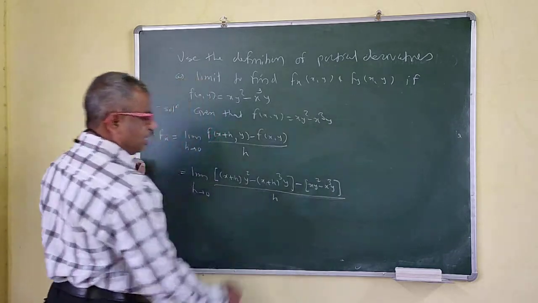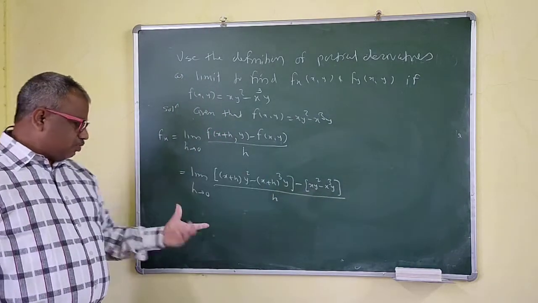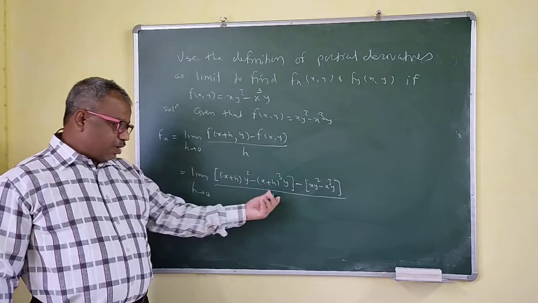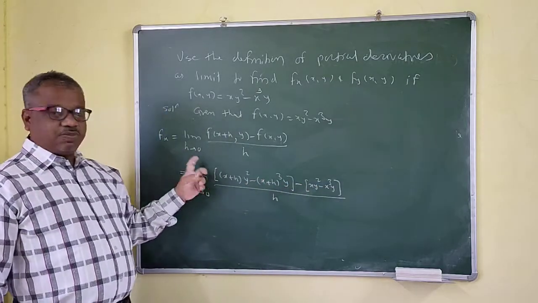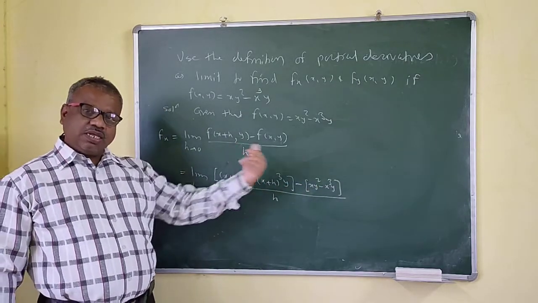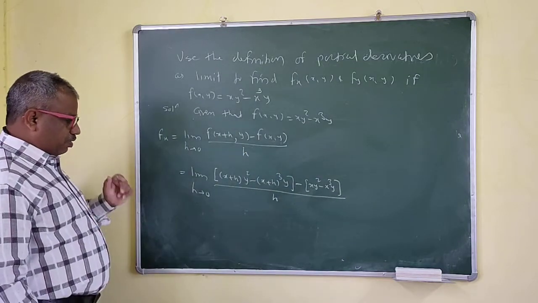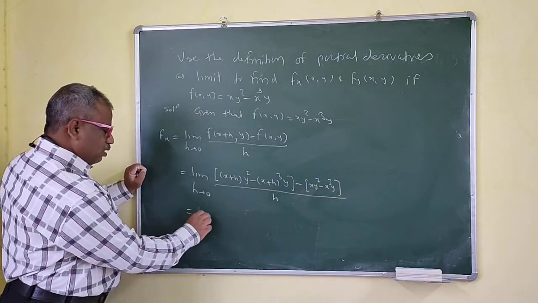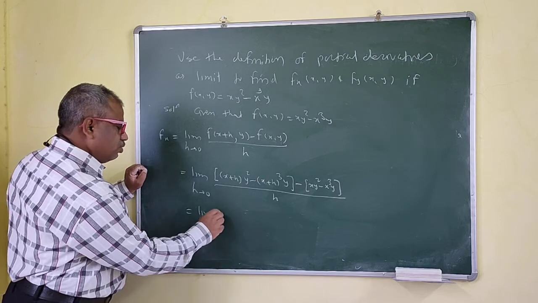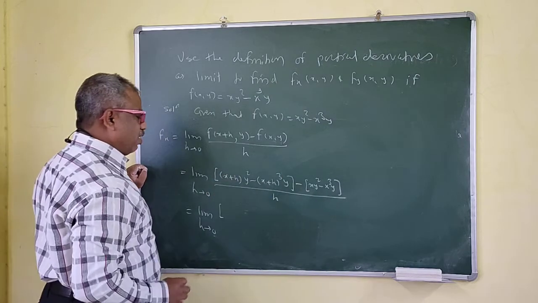So what we do? We will expand this. What is our aim? To evaluate this limit. That means we have to take h common from the numerator and then h gets cancelled. Then you are ready to find the limit of the function. So we will expand this. So limit h tends to 0. So expand this. Simplify all these things.